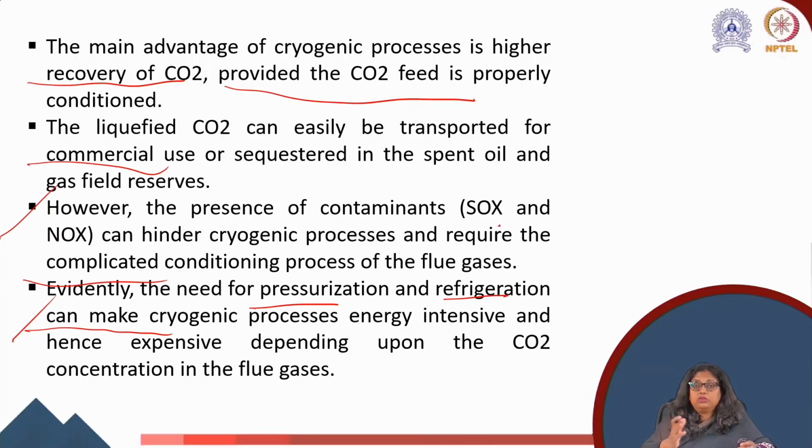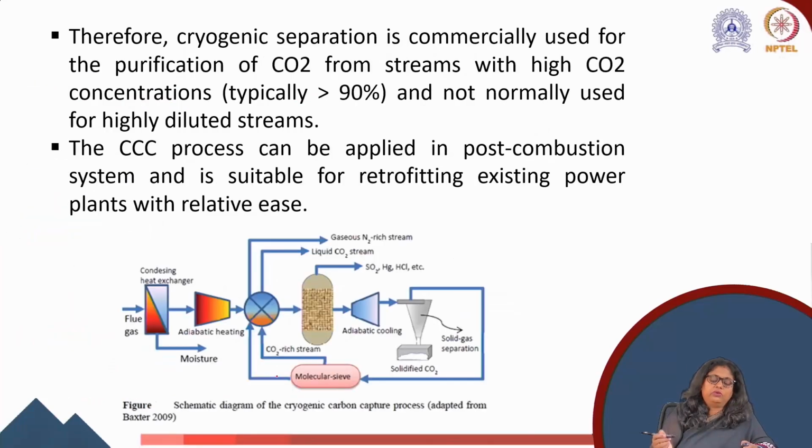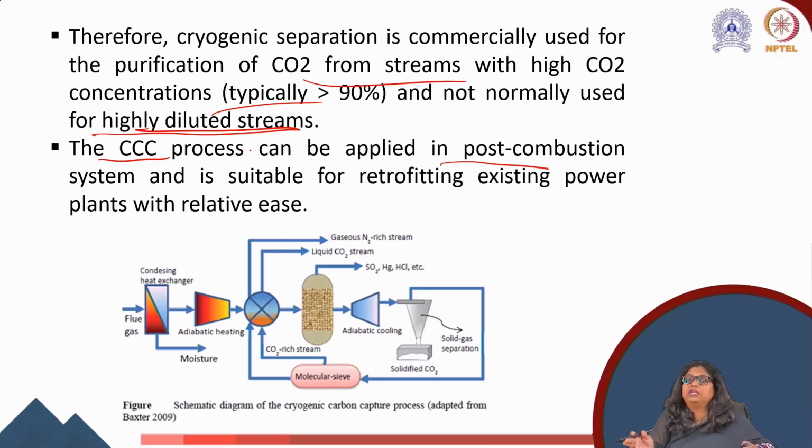Due to this need for pressurization and refrigeration, it makes the cryogenic process energy intensive and hence expensive, depending upon the CO2 concentration in the flue gases. Therefore cryogenic separation is commercially used for purification of CO2 from a stream with high CO2 concentration, typically greater than 90%, and not normally used for highly diluted streams. This cryogenic carbon capture, CCC, process can be applied in post combustion systems and is suitable for retrofitting existing power plants with relative ease.